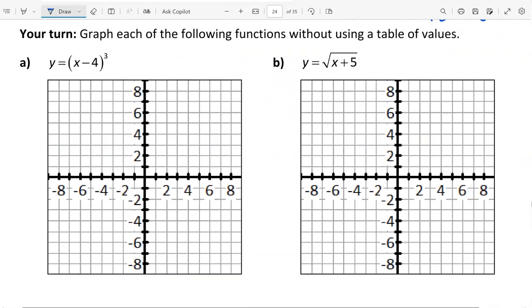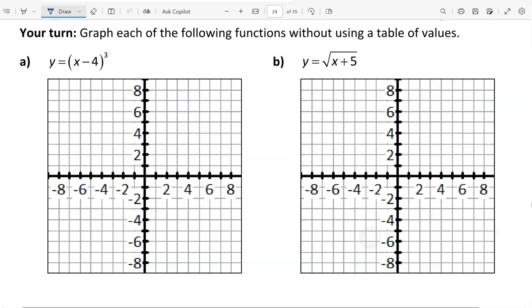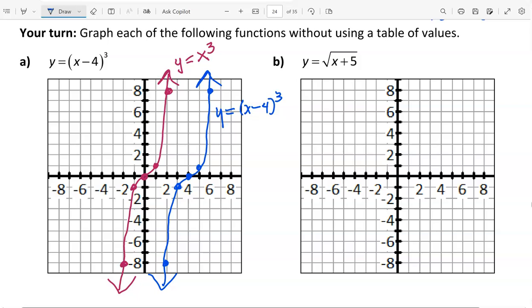Your turn. Try the following. Try A first. Graph that without using a table of values if you can. All right, here in blue is the graph of y equals x minus 4 cubed. It's just a translation right 4 of the graph of y equals x cubed, which is one of our parent functions. Now try B on your own and pause the video while you do this.